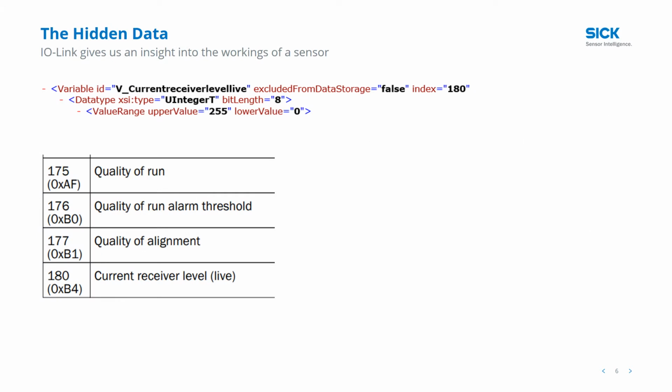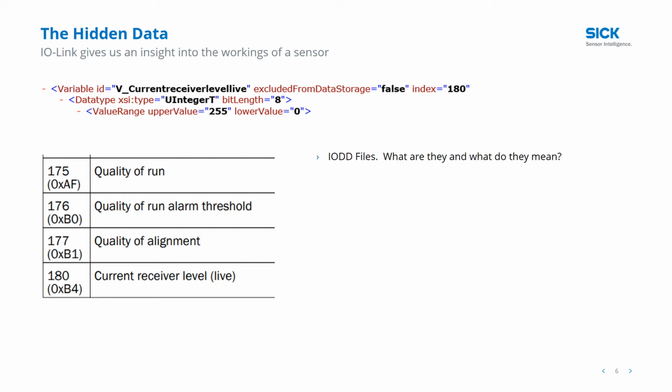The hidden data. This is what we've been referring to a little bit earlier. Within a sensor, we've obviously got the ons and the offs. We've got measurement values, particularly in terms of distance or flow levels, things like that. But we've also got things like current receiver level, which is the amount of light that's getting back into a particular sensor, in this case the WLA16. That's an optical sensor with a reflector.